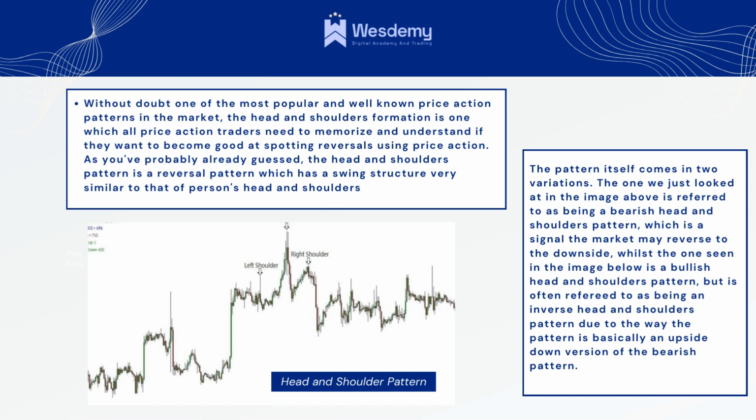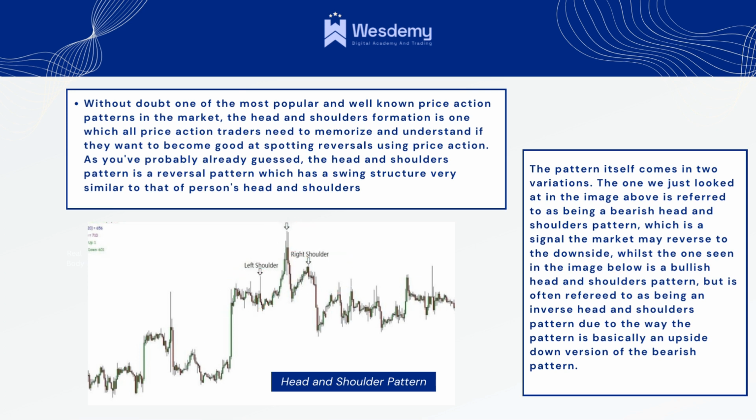Now, as you have probably already guessed, the head and shoulder pattern is a reversal pattern which has a swing structure very similar to that of a person's head and shoulders. That is why it is nicknamed the head and shoulder pattern, because you get to see a head and then you get to see two shoulders.